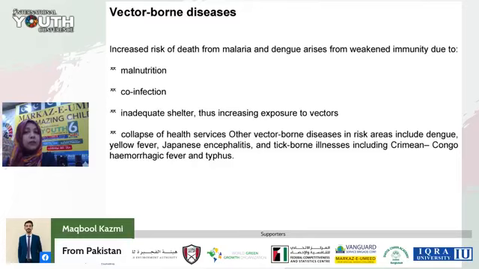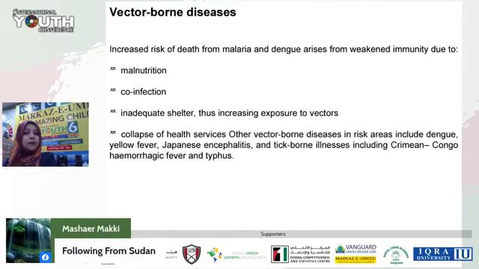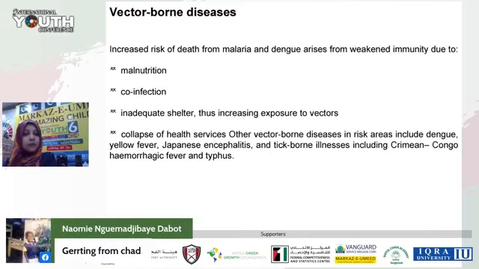Increased risk of death from malaria and dengue arises from weakened immunity due to malnutrition and co-infection. When we talk about co-infection, it means people have different comorbid diseases. Like in any disaster situation such as flood or earthquake, we have people who are suffering from vector-borne diseases like dengue, and simultaneously they are suffering from typhoid or malaria or chikungunya. So it gets very complicated to treat and cure them.